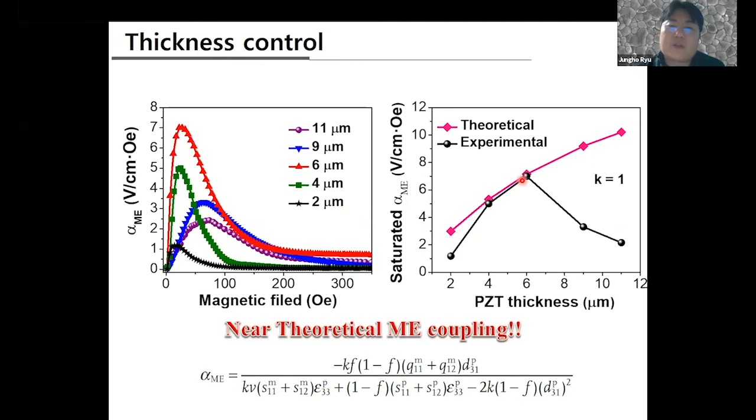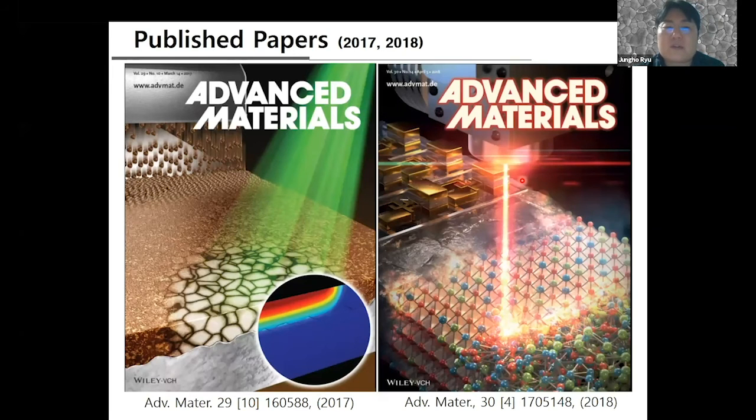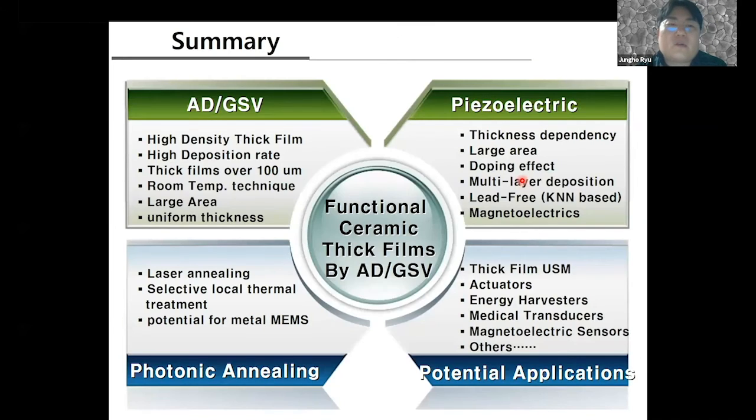So this work has been published in these 2 journals recently. Let me close my talk with this conclusion. We can make a lot of functional materials, but today I just mentioned mostly piezoelectrics. So AD can make thick films. It's good for thick films, not good for thin films. And the deposition rate itself is very high, and it is a room temperature process. Large area is also possible.